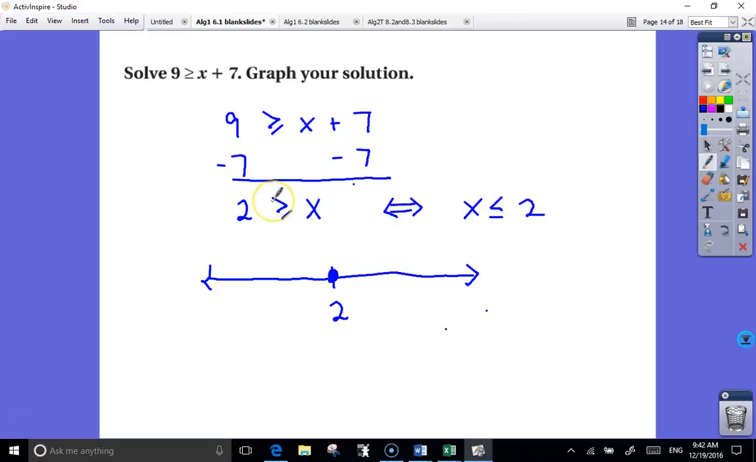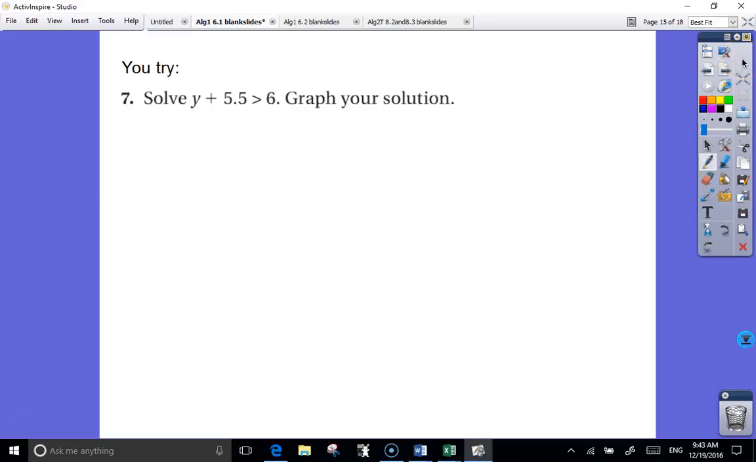So 2 is greater than or equal to x is the same thing as x is less than or equal to 2. As long as the x is still on the pointy side of the inequality symbol and the 2 is on the opening side, it's still saying the same thing. Okay, now it's a little more clear. Which side are you going to shade? To the left, right? Because the x is on the left. Shade. Okay, so try that one.